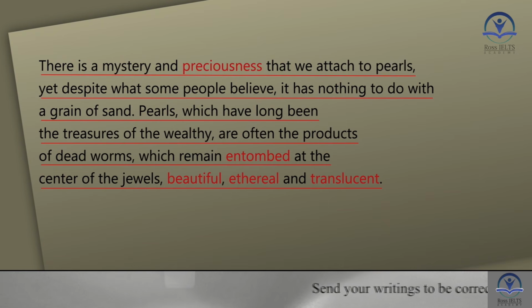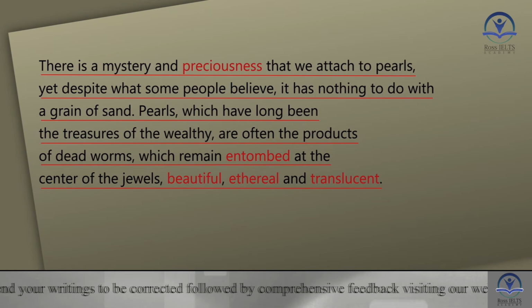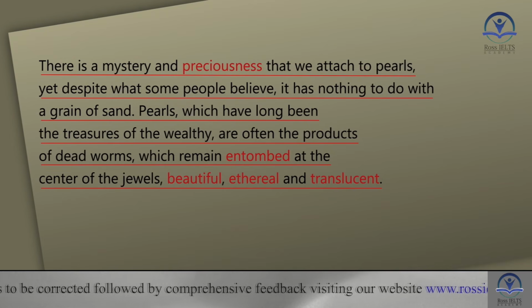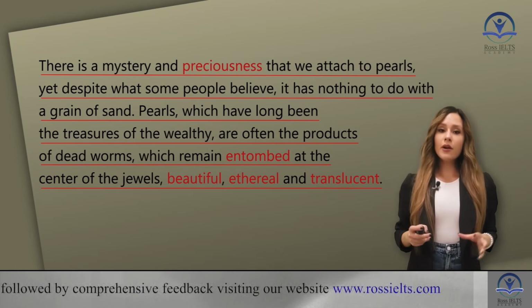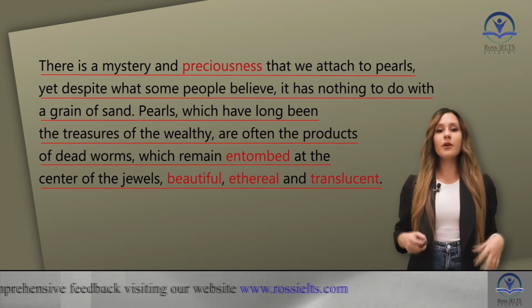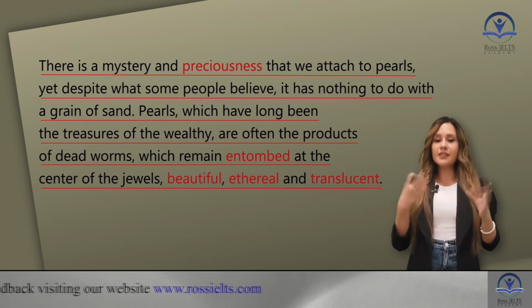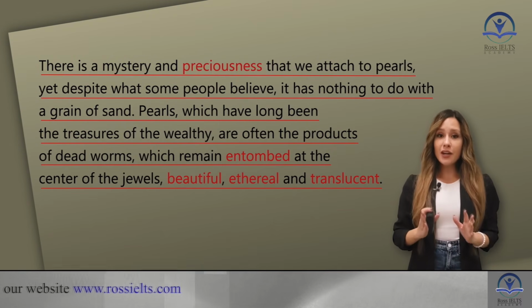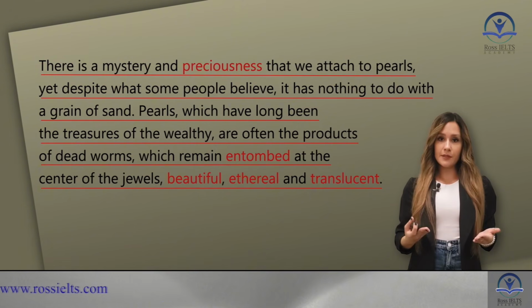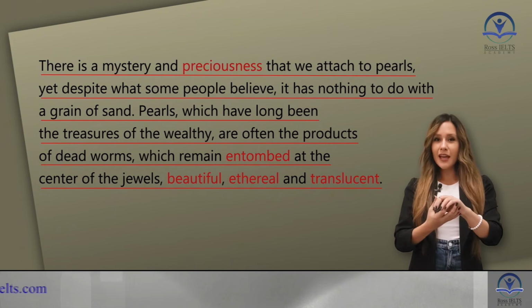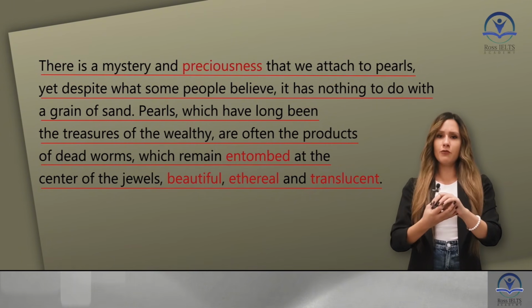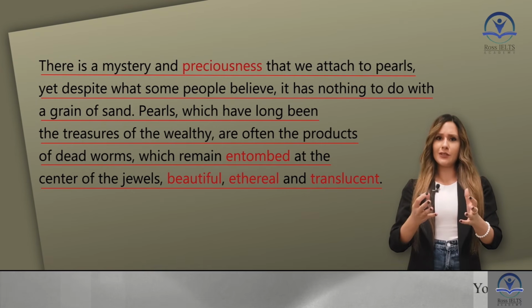Oh, I see. You may find the last three words difficult. But without even knowing the exact definition, let's guess what they imply, what they want to say. In this part, it says that pearls have belonged to the rich people since they use them in their accessories, for example. But actually, pearl is made of dead worms. The dead worms are trapped at the center of jewels, beautiful, ethereal, and translucent.